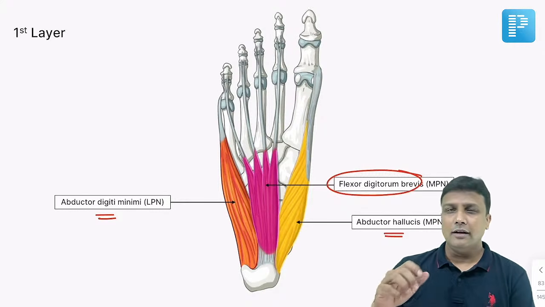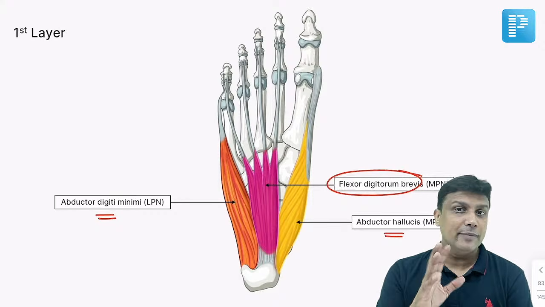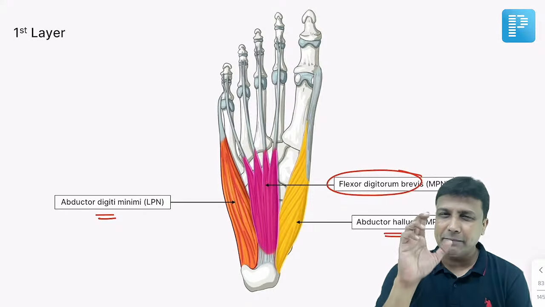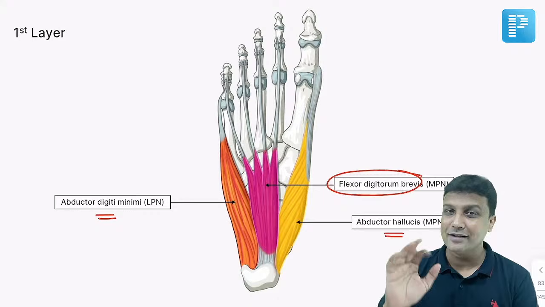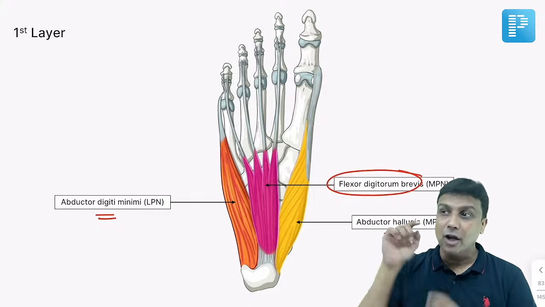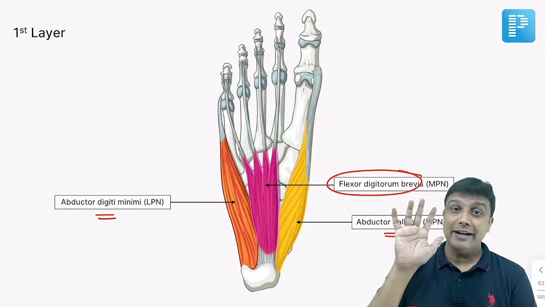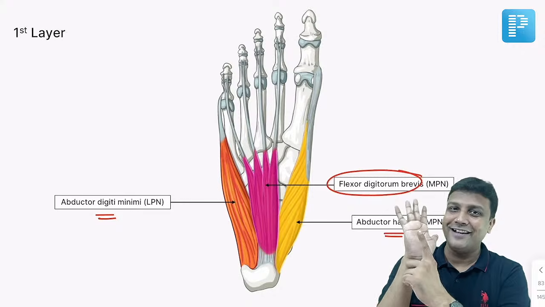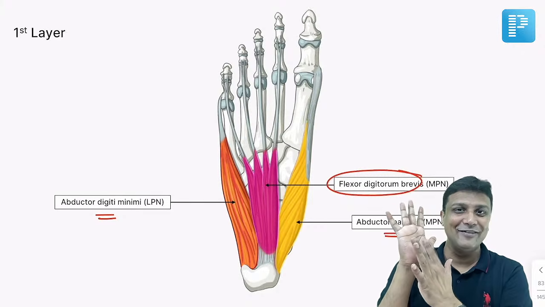Now, when you go and watch my regular videos, I'm telling you, I have given you a simple method there. The best way to learn this one is compare the muscles of hand with the muscles of foot, sir. In the hand, all these muscles are supplied by ulnar nerve and the median nerve here.